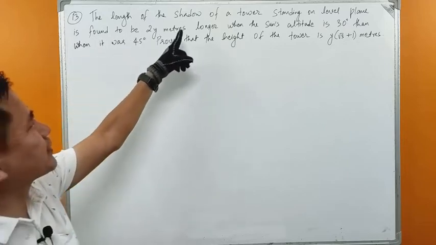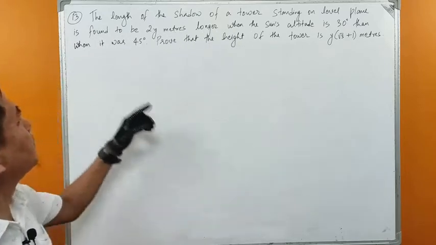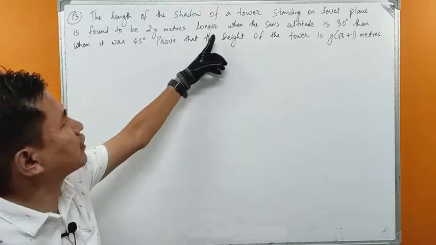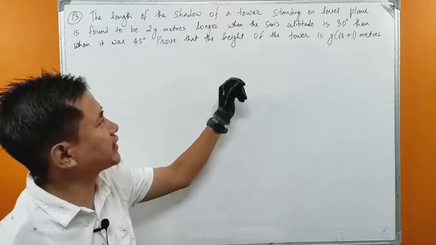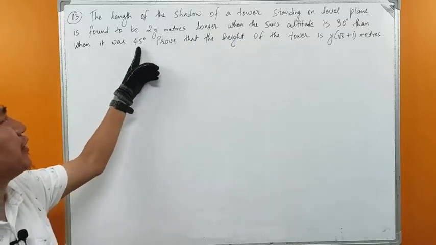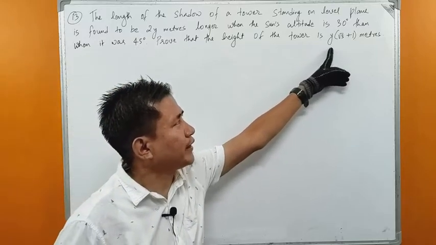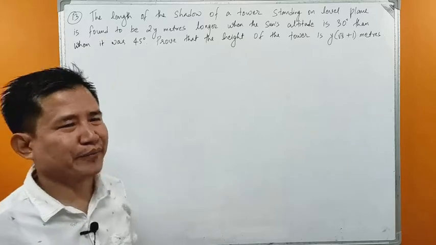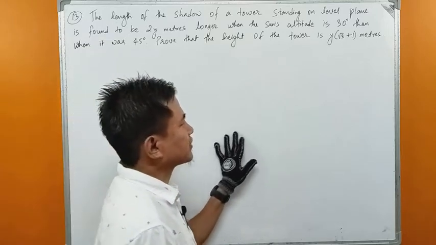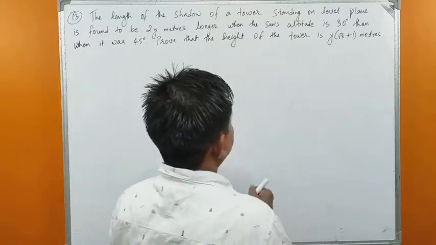The length of the shadow of a tower standing on level plane is found to be 2y meters longer when the sun's altitude is 30 degree than when it was 45 degree. Prove that the height of the tower is y into root 3 plus 1 meters. Okay, so let us understand this question by drawing a diagram.